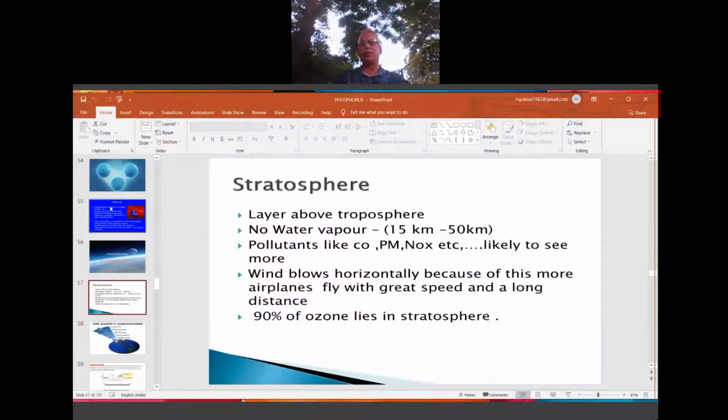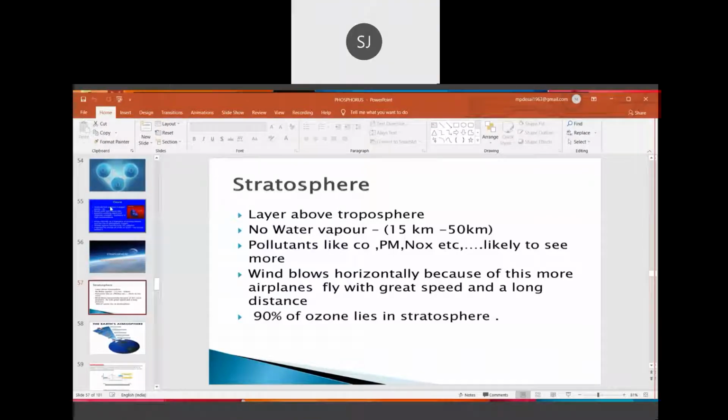From the surface of the ground, it is approximately between 15 to 20 kilometres. Beyond 20, it is taken as the stratosphere. That range is called the stratosphere. So from 20 onwards it starts.